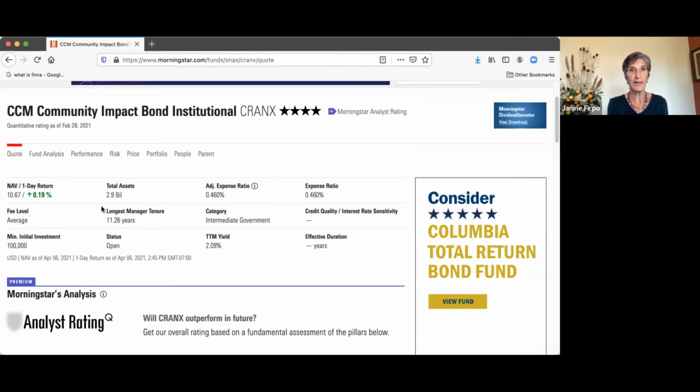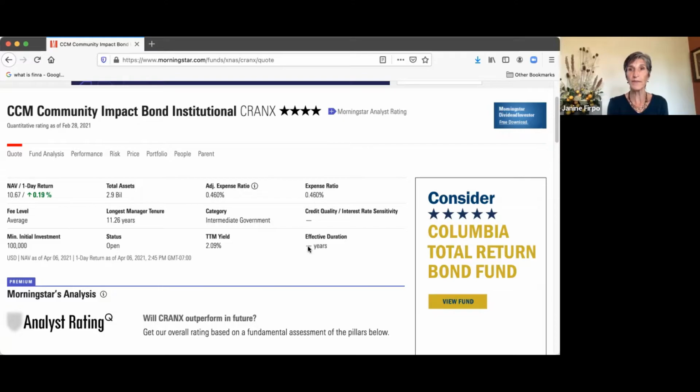We also can see that the people who are responsible for this fund have a tenure on average of about 11.26 years. The category is intermediate government. So this means that it is investing a lot in government types of securities, and we'll get to that.